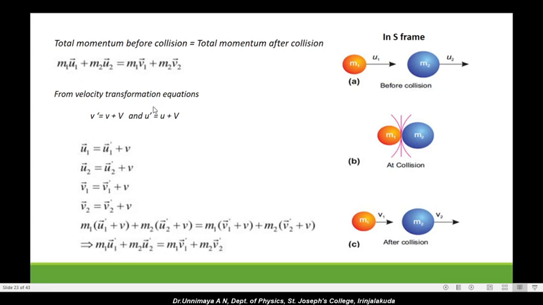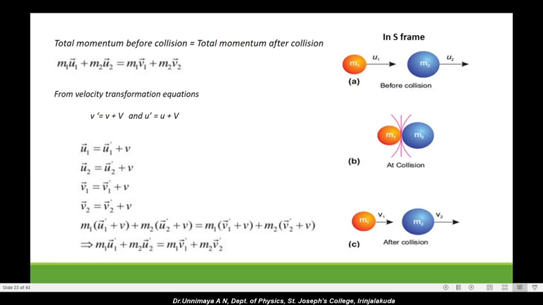Similarly, what is u prime? u prime is the velocity of a particle before collision in the S prime frame. v prime is the velocity of the particle after collision in the S prime frame. And capital V represents the velocity with which the S prime frame is moving.